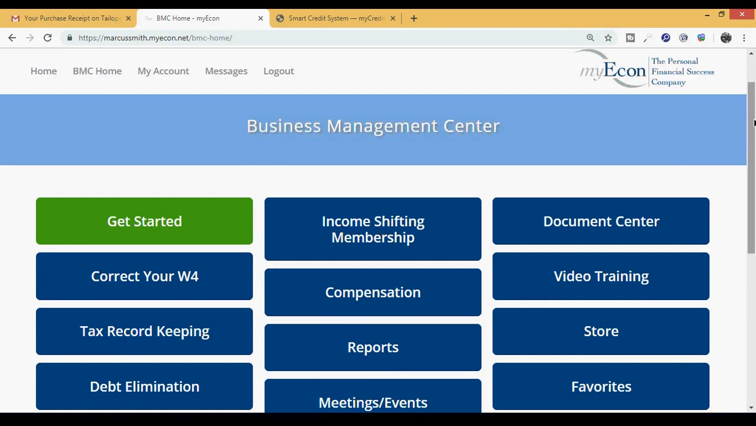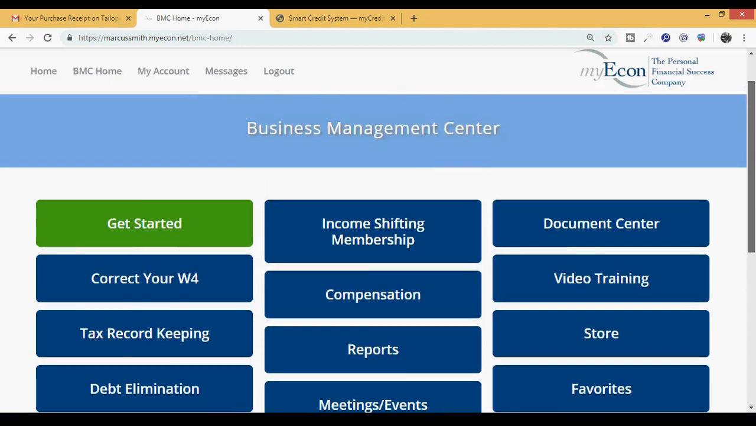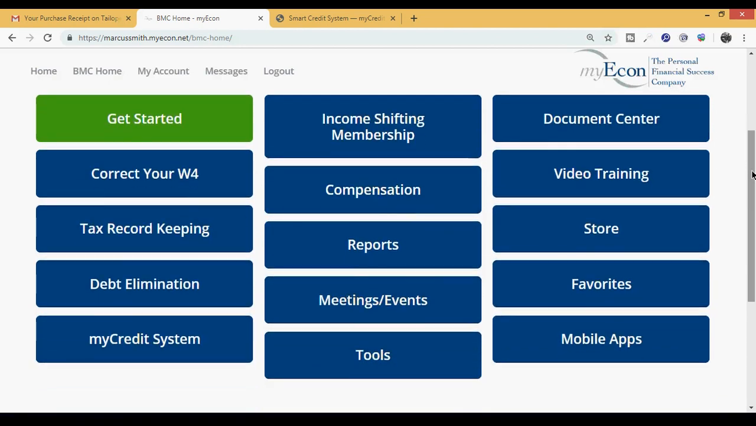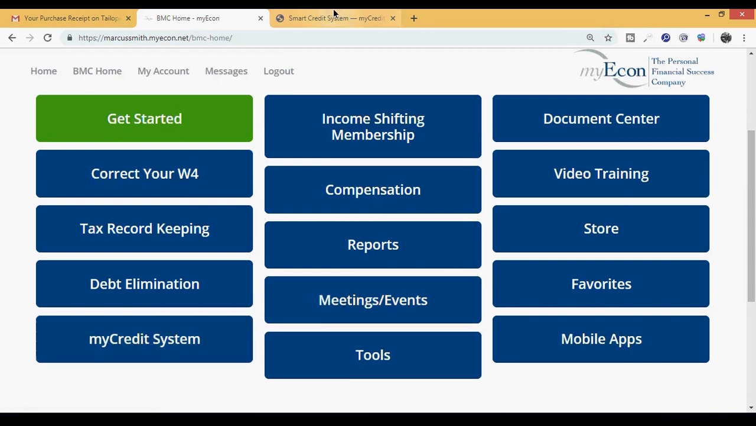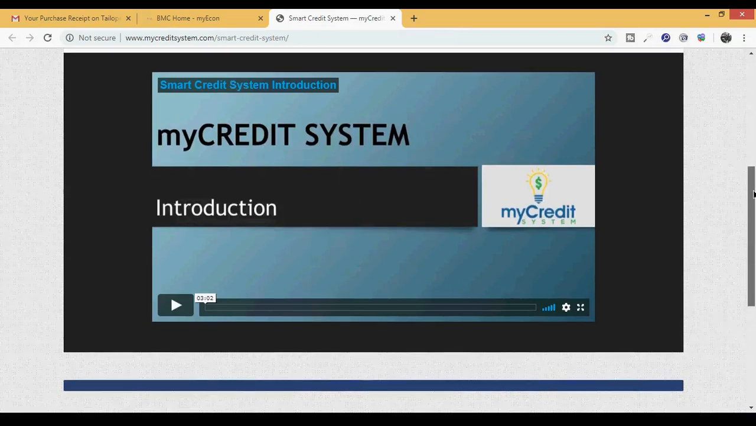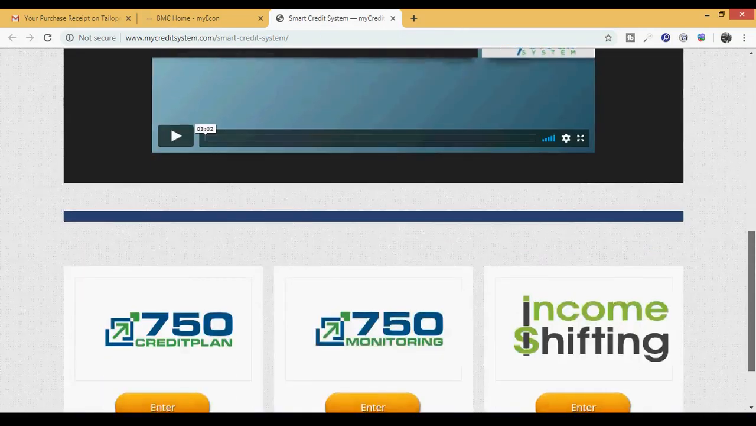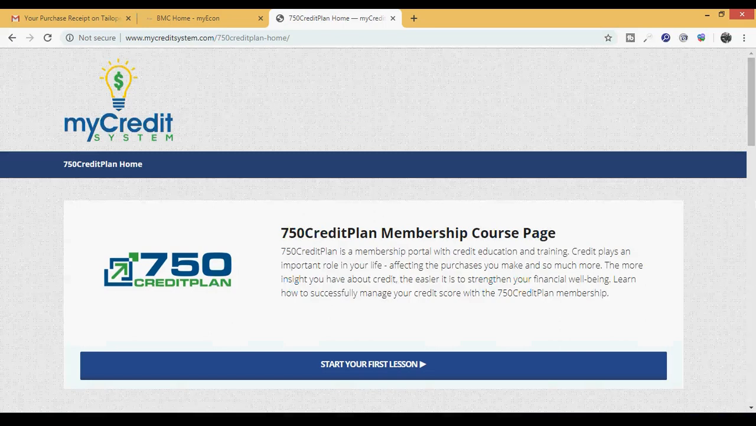Now, this site right here, this page, what you're seeing should look familiar. This is what it looks like once you've logged in. By day 5, hopefully you logged in and you know how to access your My Credit system. But on this page, what you'll do is click here. I've already clicked it, so I already have it pulled up. So we'll just go straight there. Once you click on the Smart Credit System, you'll be able to hit the first tab and you'll see this screen. Now, once you're in here, let's enter into where everything is inside of the 750 credit plan.